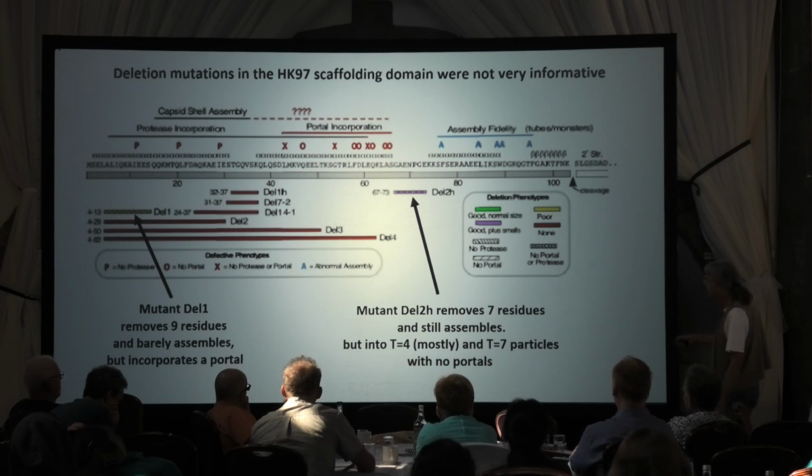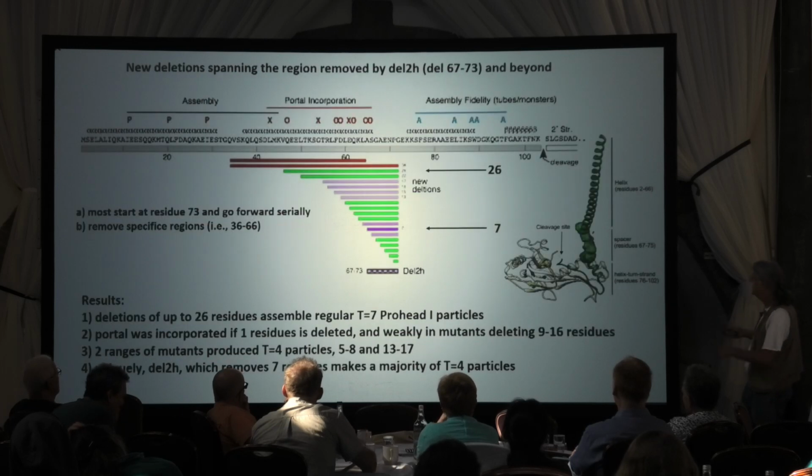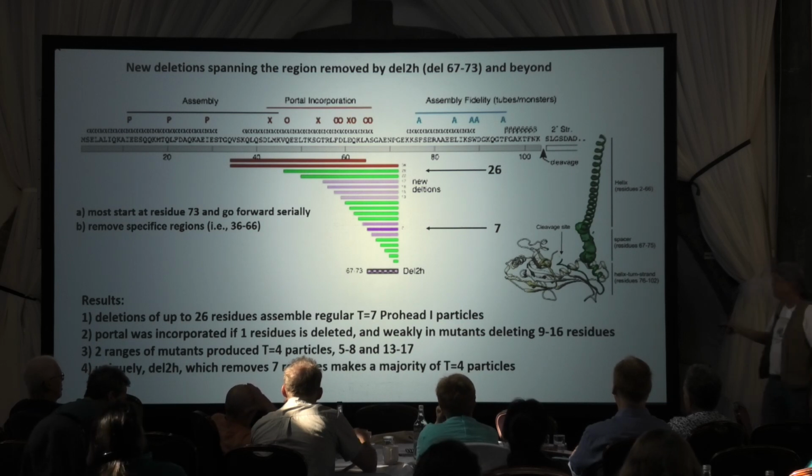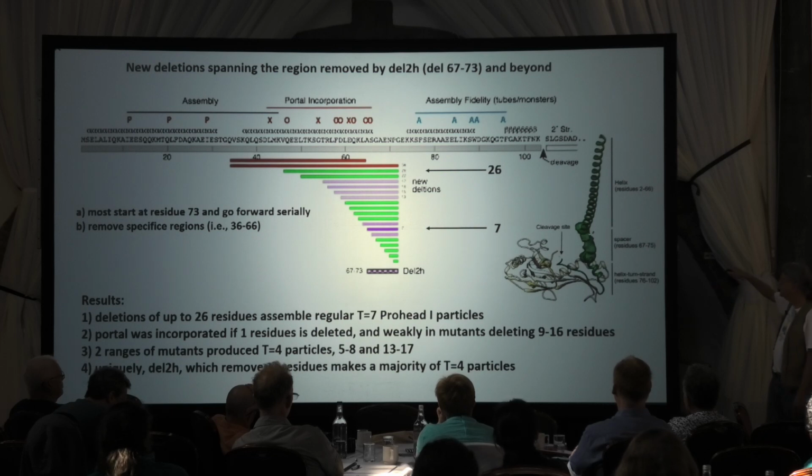And that mutant, del2H, removes 7 residues and still assembles. As I will show you in a second, that mutation will be removing this sort of linker region that Alexis described between the scaffold binding domain and the long helical towers. The reason this is shown as density is because we don't have good enough density to model the side chains in there.